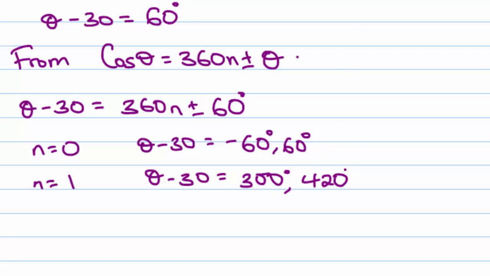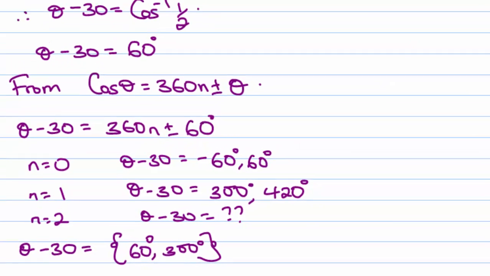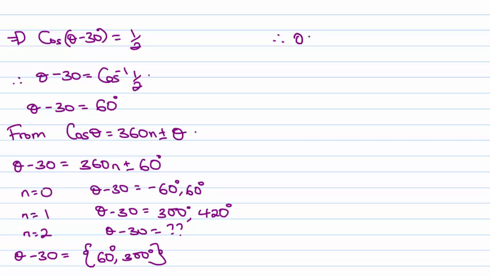And so when n is equal to 2, it gives us theta minus 30 which is outside range, leaving us with the values of theta minus 30 degrees as 60 degrees and 300 degrees only, because 420 degrees is also outside range. So for theta only, we add 30 to those two angles, and we shall obtain 90 degrees and 330 degrees.